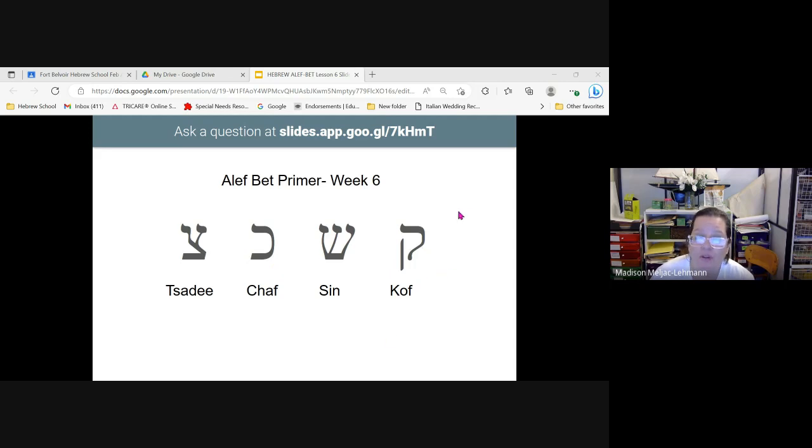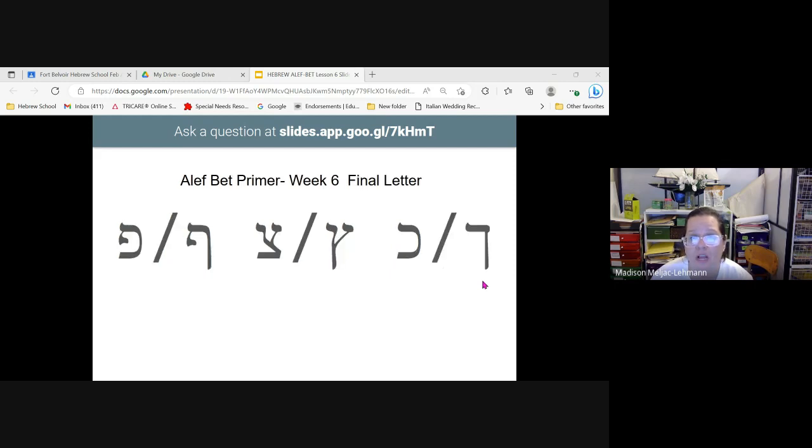So, and the same thing with kuf and kaf, we have different ways to say things. These are the least popular letters. So if you had to learn something last or have problems, these are okay to have problems with because you'll see them less often. Okay, so here we go. Here's our final letters again.